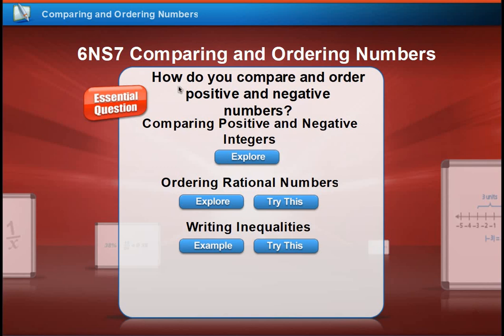So lesson 6 NS7 is going to talk about comparing and ordering rational numbers. Now I want to warn you ahead of time that the notes that I gave you, since they are from a book, are going to have different numbers than what I have on my screen. I would like you to change all of your numbers in your book to what I have on my screen.